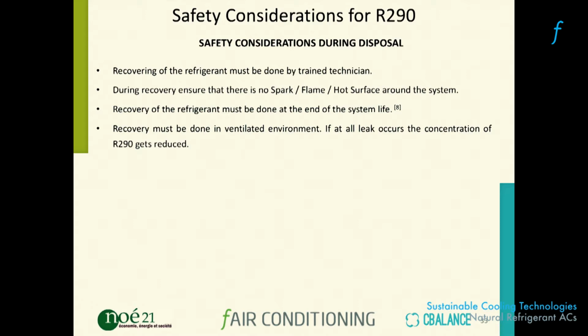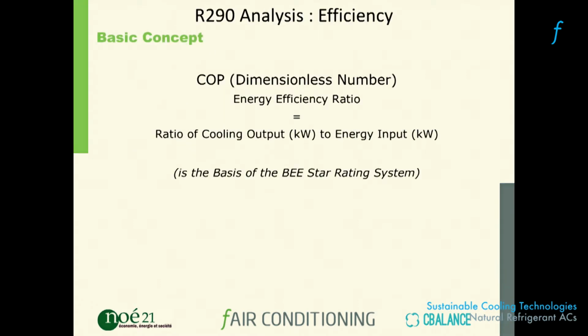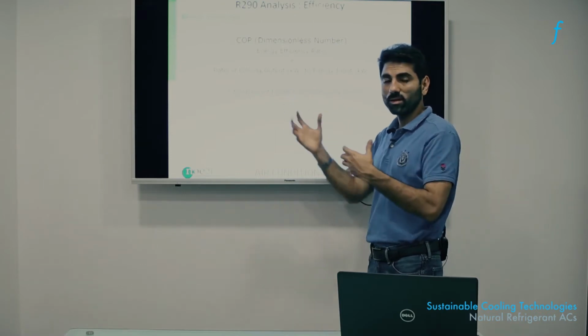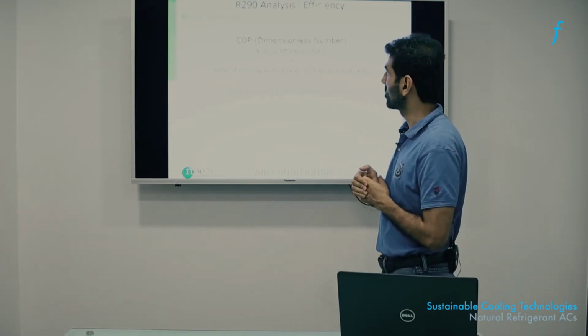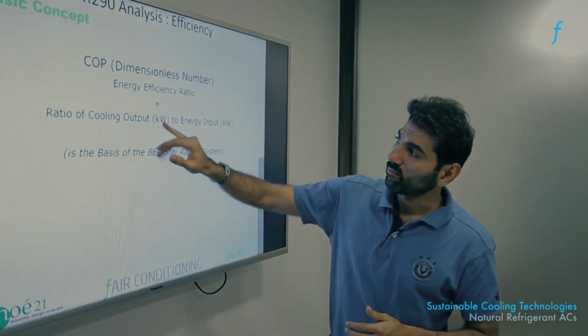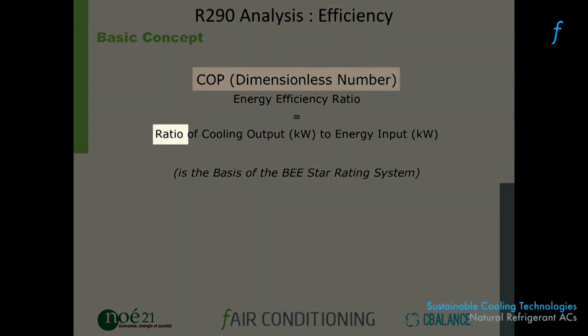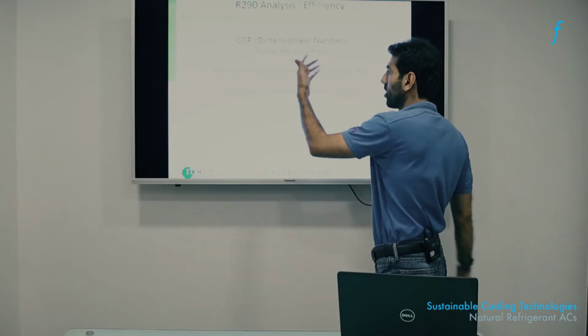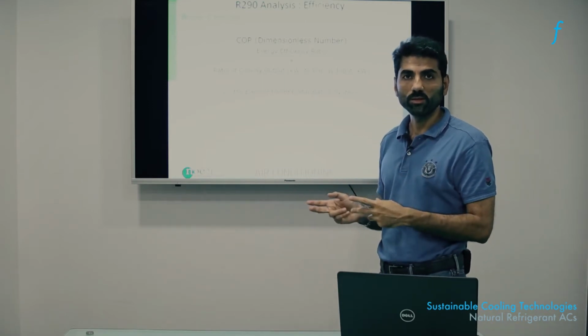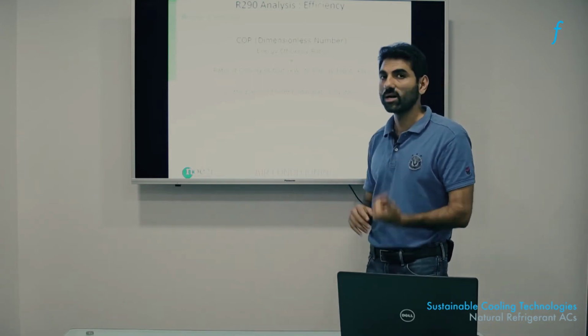Once we've understood the safety implications, we can look at the efficiency benefits of this refrigerant compared to business as usual refrigerants. The key parameter to understand before we understand the benefits of energy efficiency is this term called coefficient of performance. This term essentially calculates the cooling output that you get in terms of kilowatts to the amount of energy that you are putting into the system. The higher the amount of cooling per unit of energy that you put into the system, the better the coefficient of performance. This is the basis of the Bureau of Energy Efficiency star rating system.